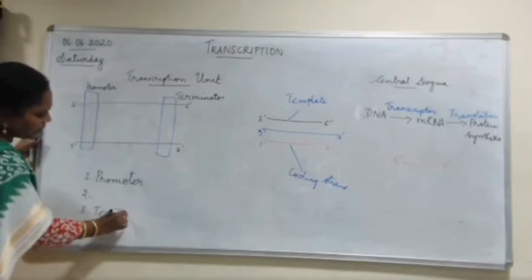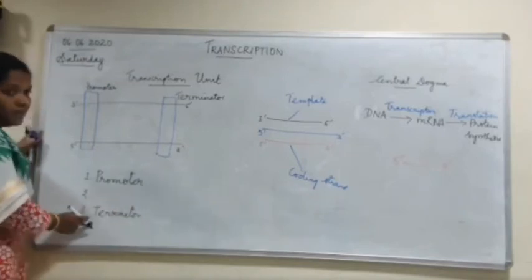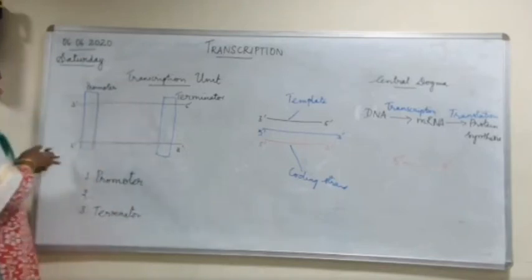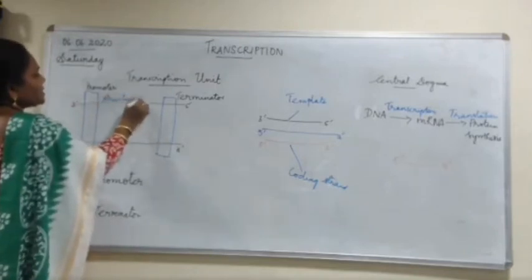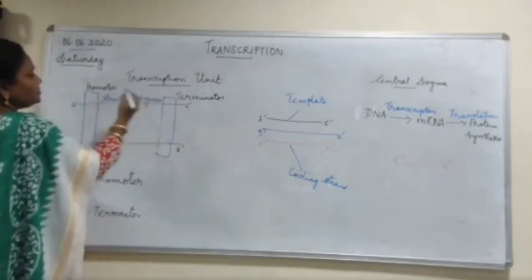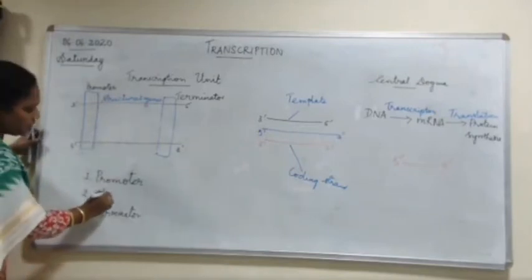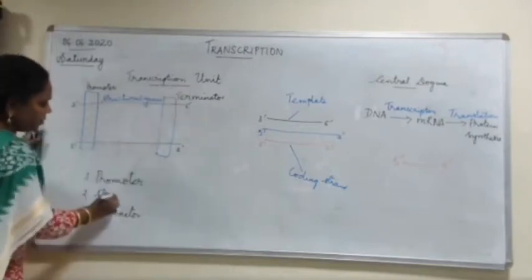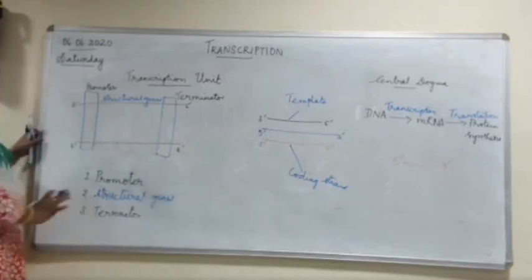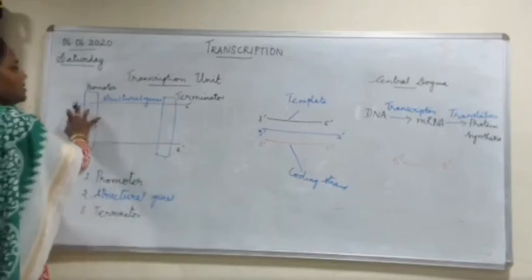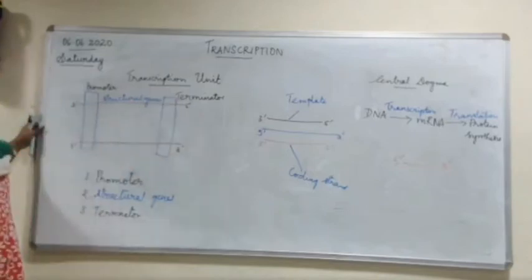Now, what is present in between the promoter and the terminator? They are in between. You call these structural genes. What are these called? Structural genes. So this transcription unit consists of promoter, structural genes, and terminator. These are the main three parts present in this transcription unit.